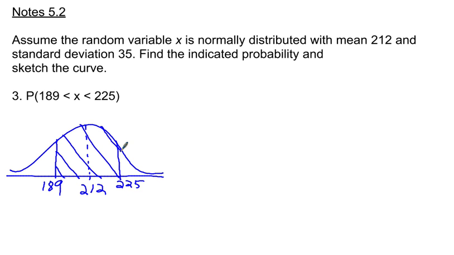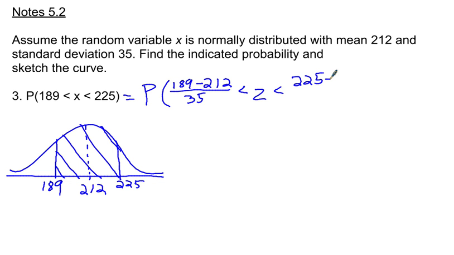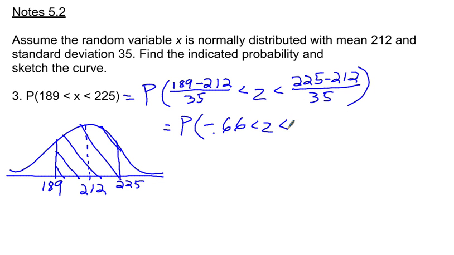So now I have to do two z-score calculations within this notation. So I have the probability, convert the first data value using my z-score, data value minus the mean divided by the standard deviation. I use z instead of x, and then my second data value, 225 minus 212 divided by 35. And doing the calculations for both of those, we are now looking between negative 0.66 and 0.37. So those are our z-scores.